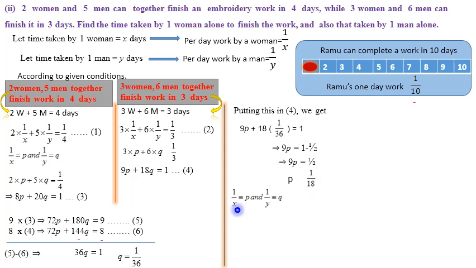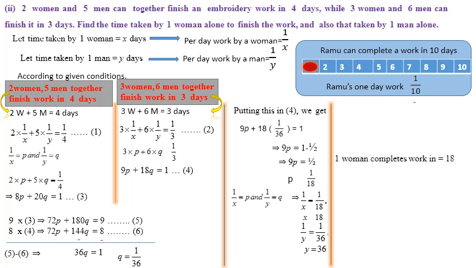Now for 1 by x and 1 by y, we have to resubstitute the values of p and q. 1 by x is equal to p, whose value is 1 by 18. When you take the reciprocal, x is equal to 18. Same way 1 by y is equal to 1 by 36. When you take the reciprocal, y is equal to 36. Now x and y we have got. Finally, one woman completes the work in 18 days, the value of x, and one man completes the work in 36 days. So that is the final answer.